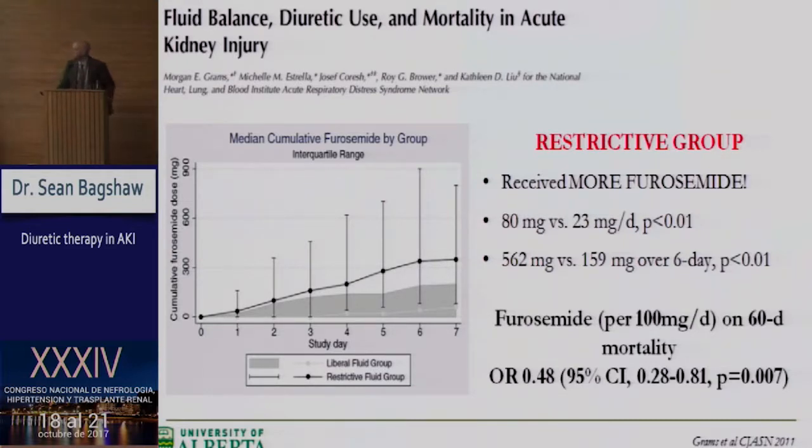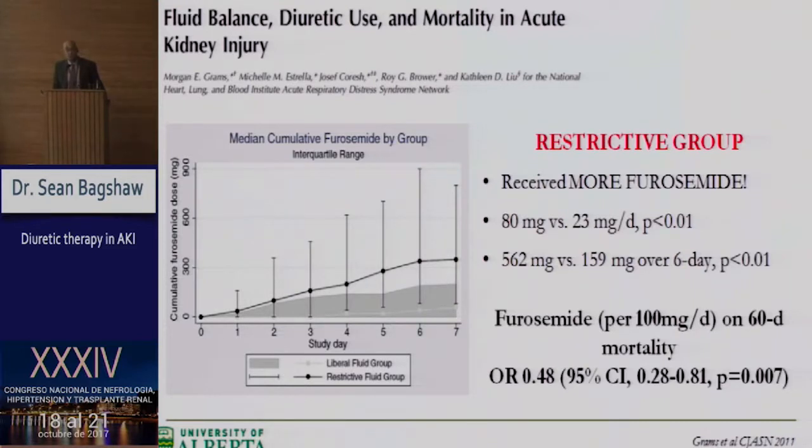And what was very interesting is that in multivariate analysis, increased furosemide exposure was associated with a reduction in the risk of mortality. And in fact, there was no ceiling dose above which diuretic therapy was found to be associated with an increased hazard for death.